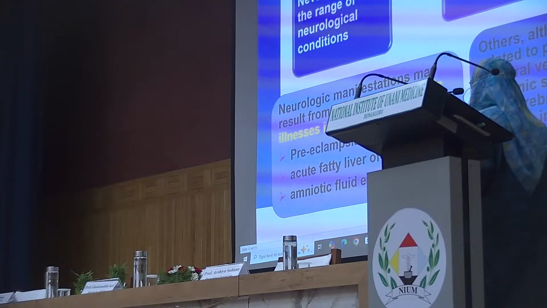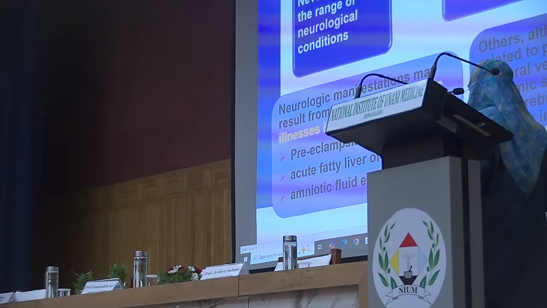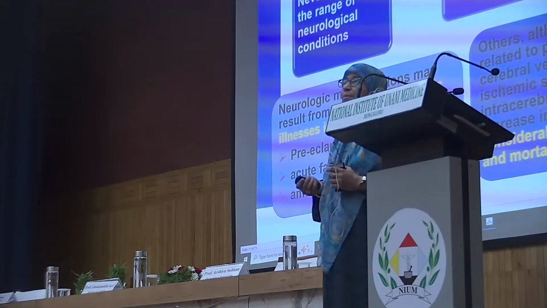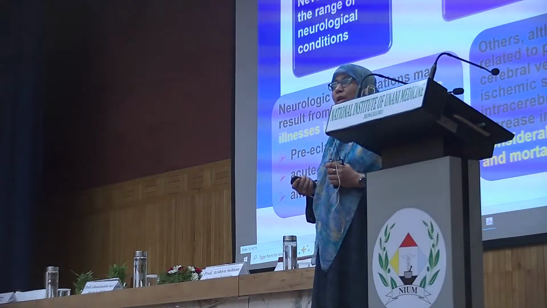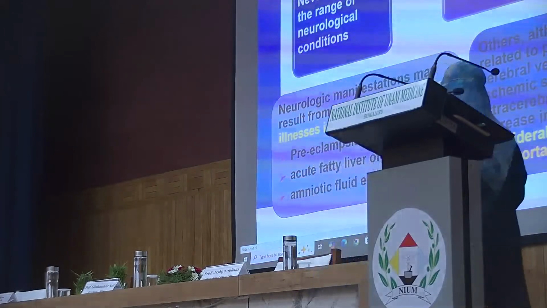Then others, although indirectly related to pregnancy, such as cerebral venous thrombosis, ischemic stroke, and intracerebral hemorrhage, increase in frequency and carry considerable risk of morbidity and mortality. That's why here I'm not going to say anything about treatment. I'm just going to talk about the etiology which can cause neurological disorders during pregnancy.